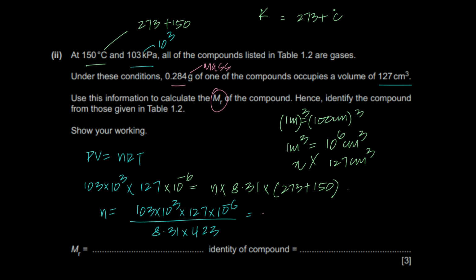We get 3.721 into 10 raised to the power minus 3 moles. These are the moles, remember, not the MR. How do you go from moles to MR or molar mass?